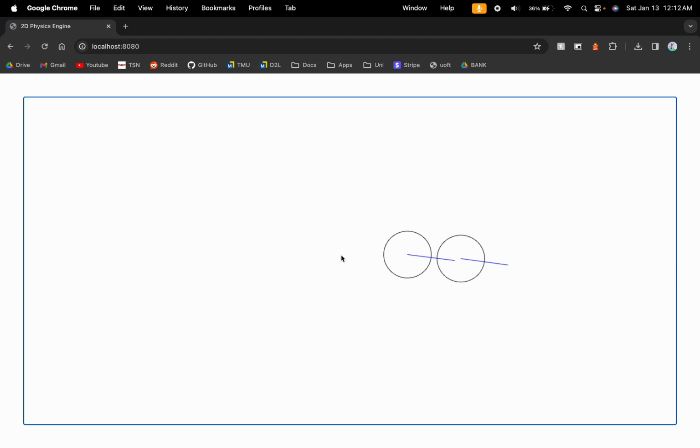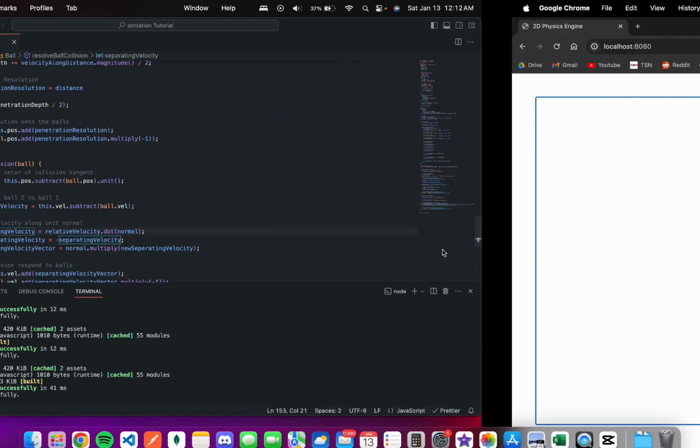And I'm also going to be adding an elasticity attribute to the balls so that you can control whether or not the balls bounce, the amount of energy that's conserved, and yeah. So let's get started.